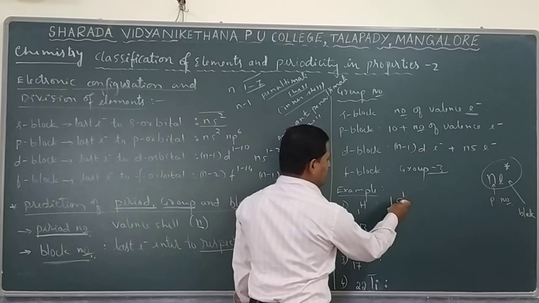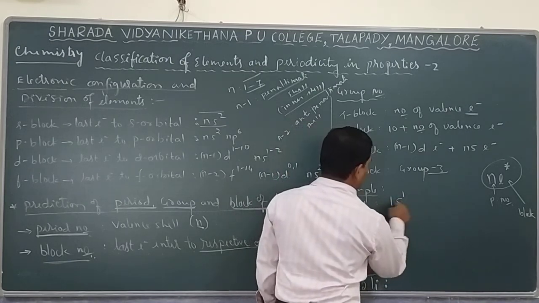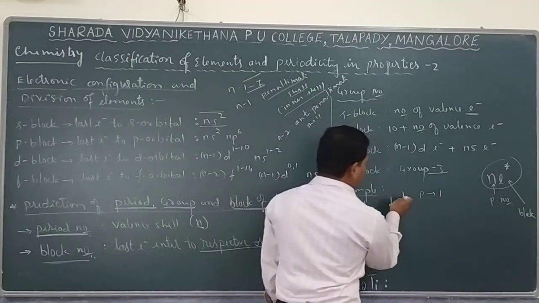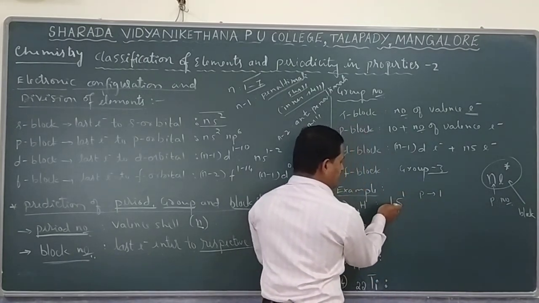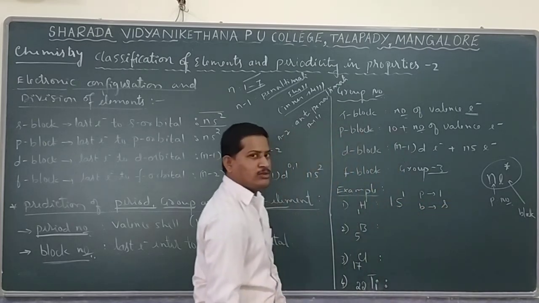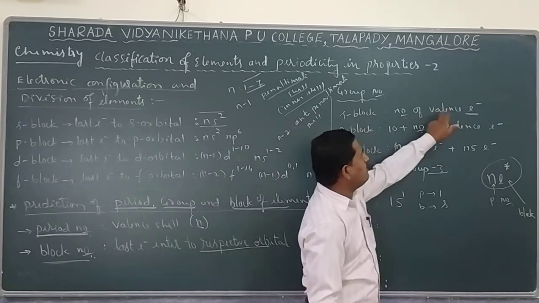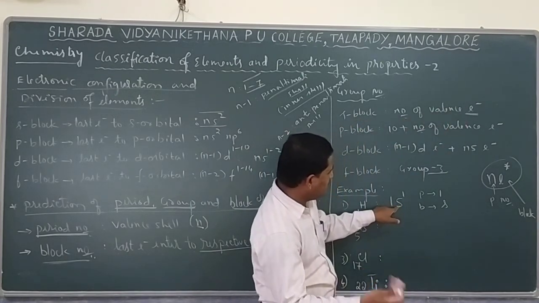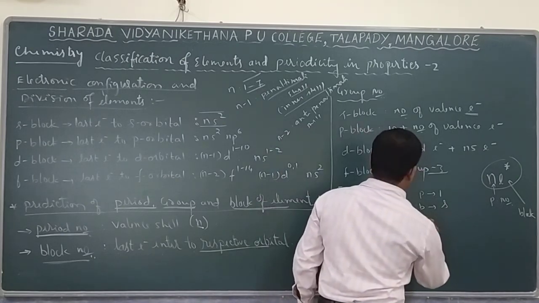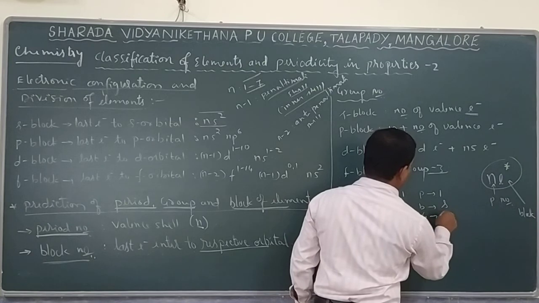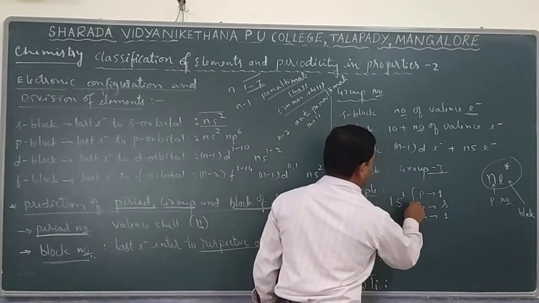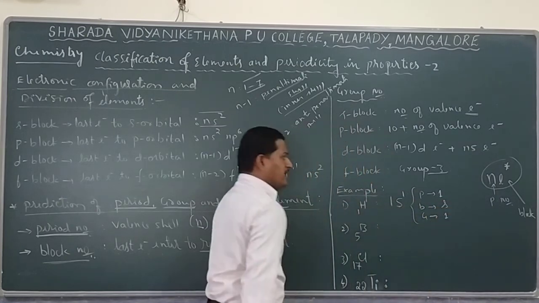So here only one electron is there, and n is 1, which means it belongs to the first period. That one electron occupies the s orbital, so it belongs to the s block. For the s block, the number of valence electrons gives the group number. Look at that, this itself is the valence shell, so only one electron is there, and the group number is going to be 1. So hydrogen belongs to the first group. Like that, period number, block and group identification can be done.